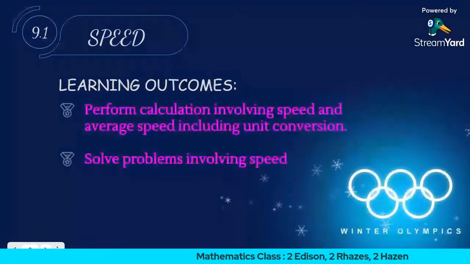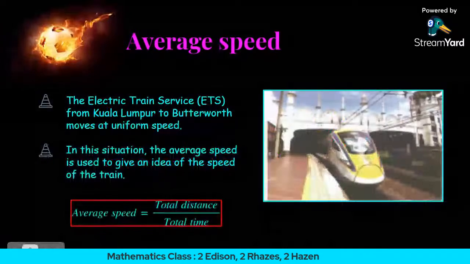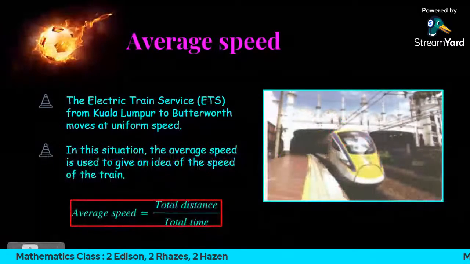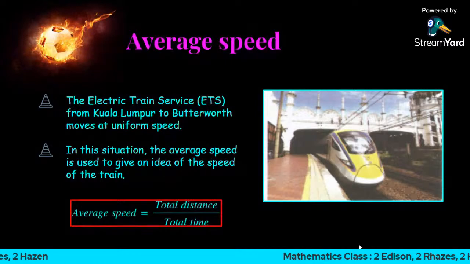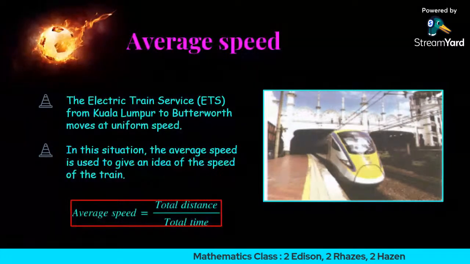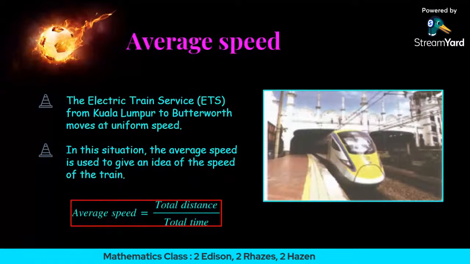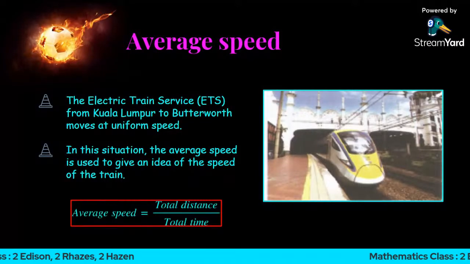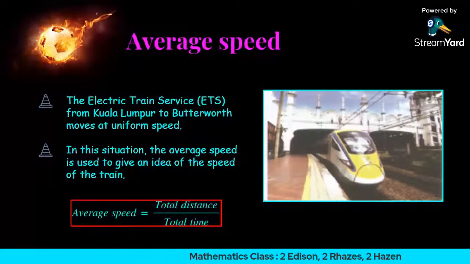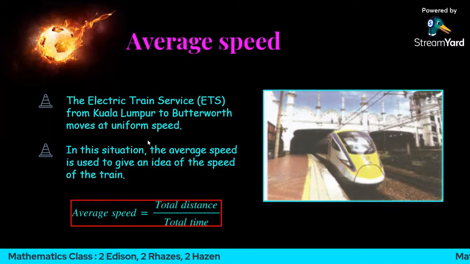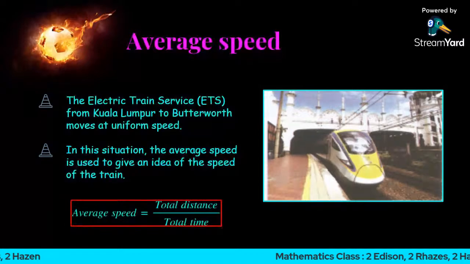So we look at the first learning outcome, which is about average speed. What is this picture, class? This is the electric train service, or ETS, or we call it a commuter. The ETS from Kuala Lumpur to Butterworth moves at a non-uniform speed. There is a small erratum here.